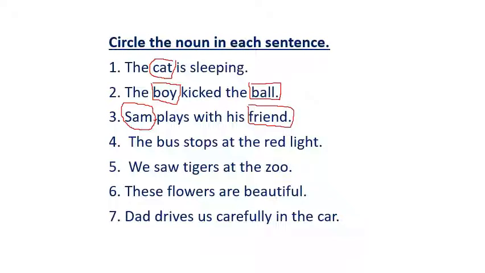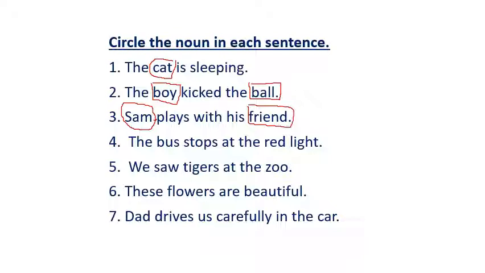Now, number 4, 5, 6, 7, you have to do by yourself, okay? I'll read it and you have to do it. Number 4, the bus stops at the red light. What is a noun? You have to circle it. The bus stops at the red light. Now, good, finished.